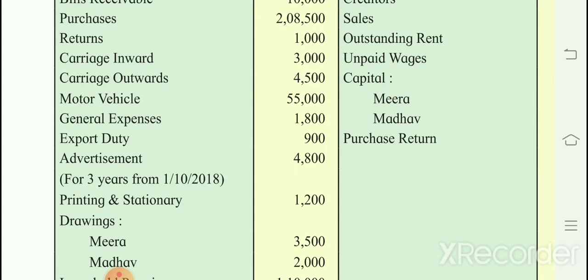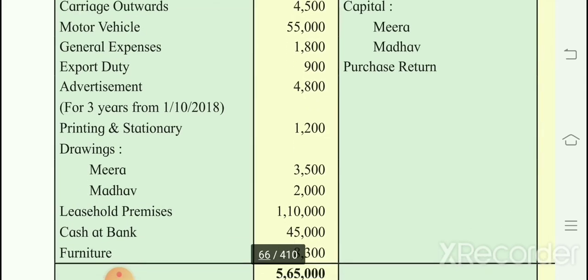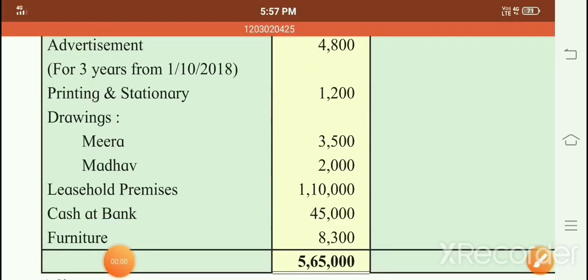Next, advertisement. For 3 years from 1st October 2018 by rupees 4,800. Actually, the advertisement will appear on debit side of profit and loss account. Write the amount on inner column by rupees 4,800 as it's the hidden adjustment for us. We will solve it. Next, printing and stationery on debit side of profit and loss account by rupees 1,200. This item will be written.